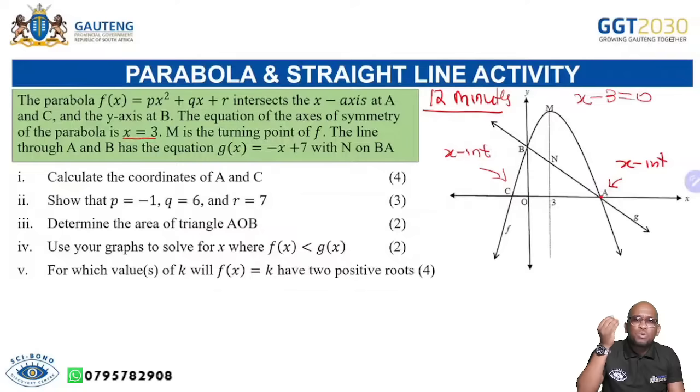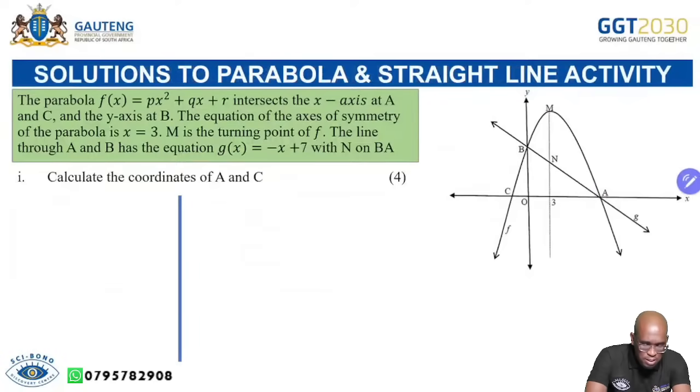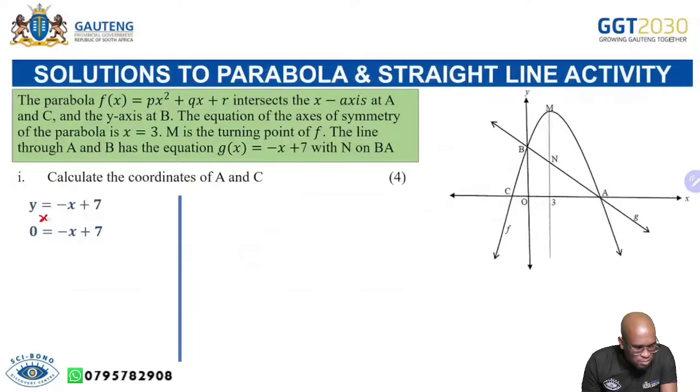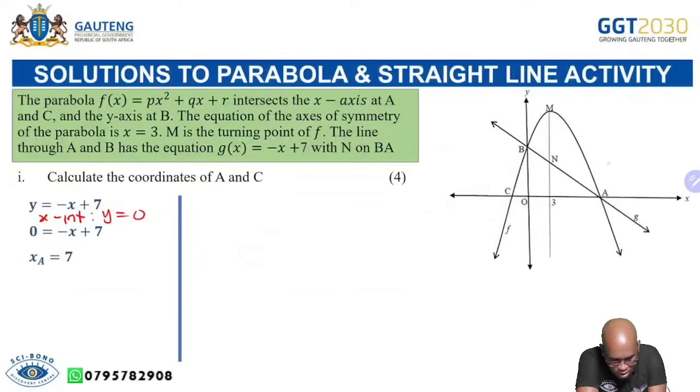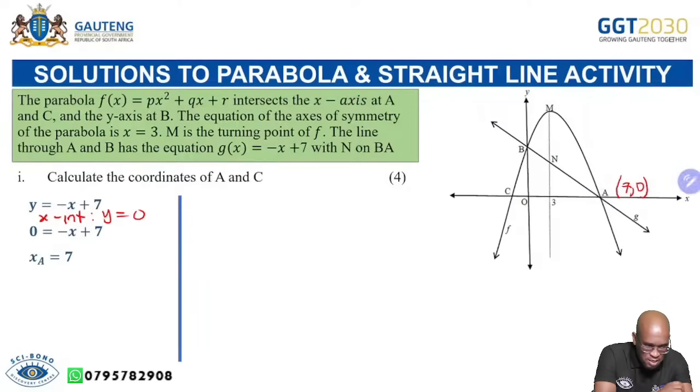So to deal with that, we will work out the x-intercept of the straight line, since we are given the equation of the straight line like that. So let's quickly deal with that. y equals negative x plus 7. So if we are looking for the x-intercept, we put y equal to 0. So when y equals 0, then we have 0 equals negative x plus 7. Transposing the x there, we get x at A equals 7. So the coordinates here would be (7, 0), because x at A equals 7.